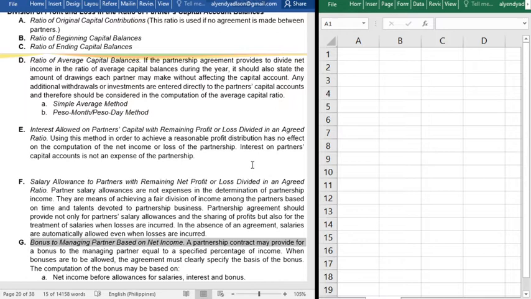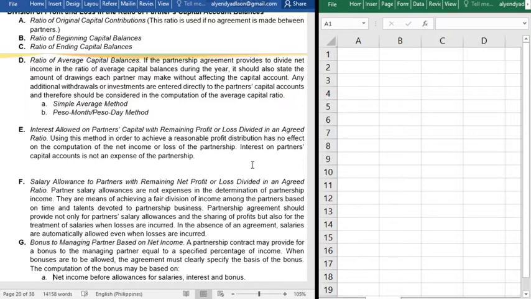How are we going to compute the bonus if there is no net income? And take note, you cannot base it on the net loss because that would give us a negative amount. There is no bonus when it is negative. It is not called a bonus when it is a negative amount.